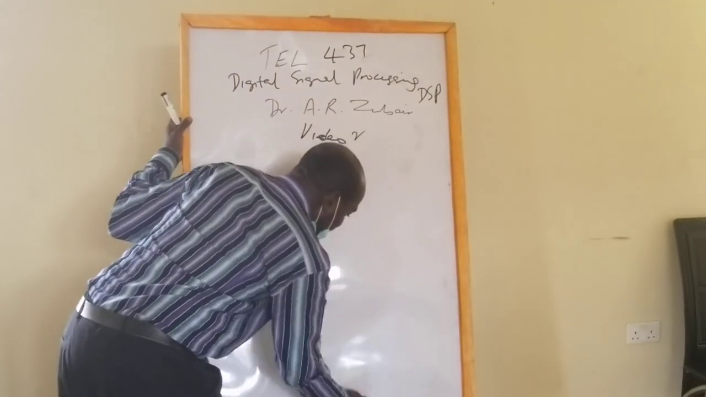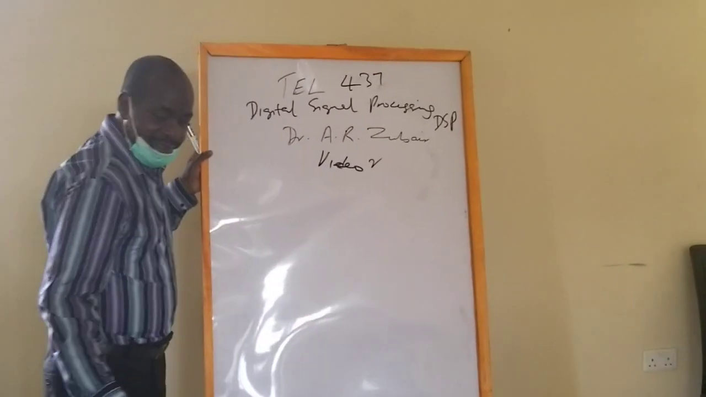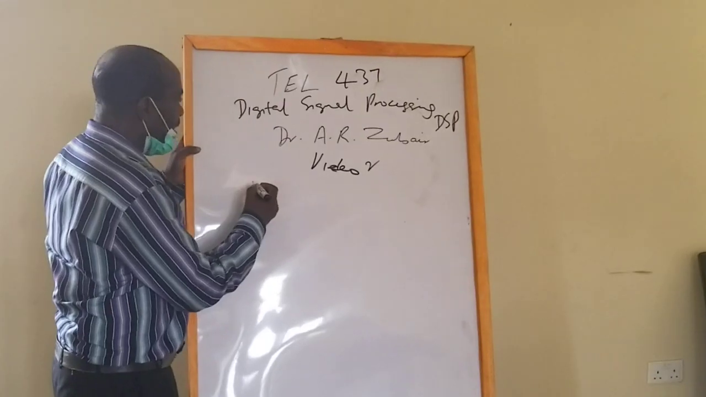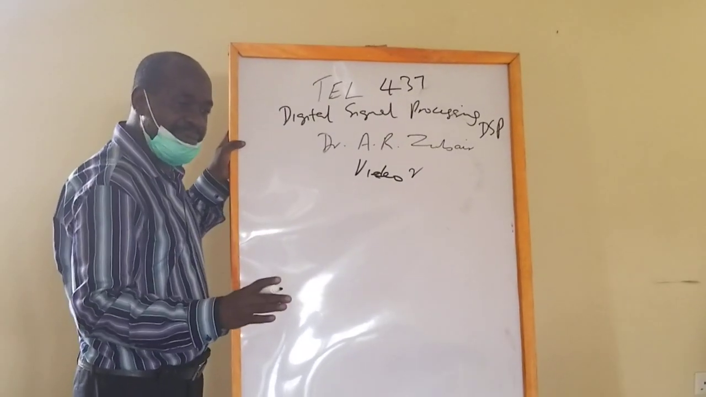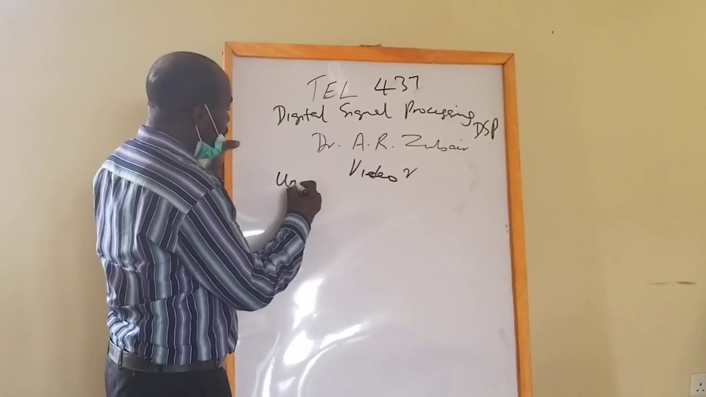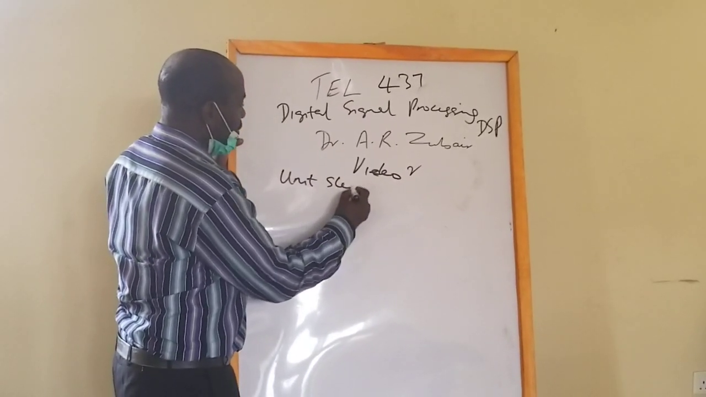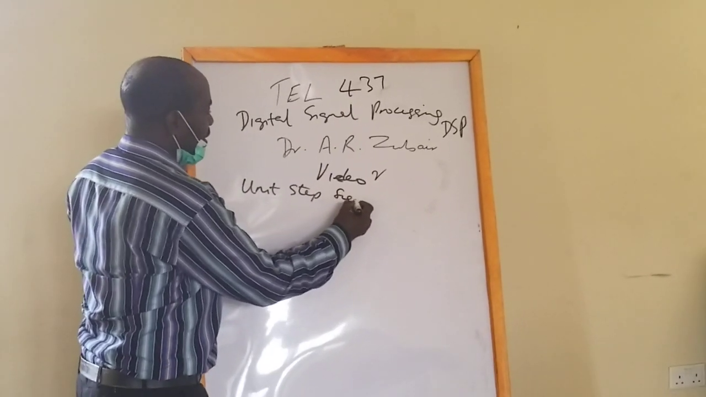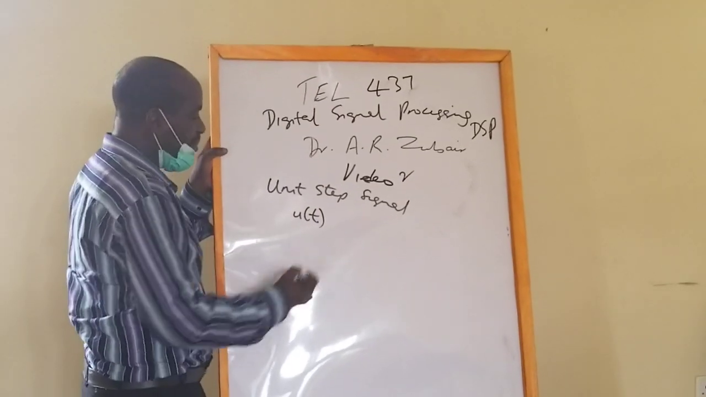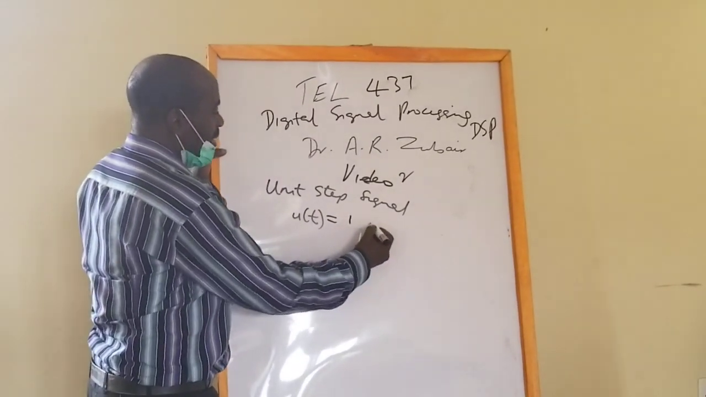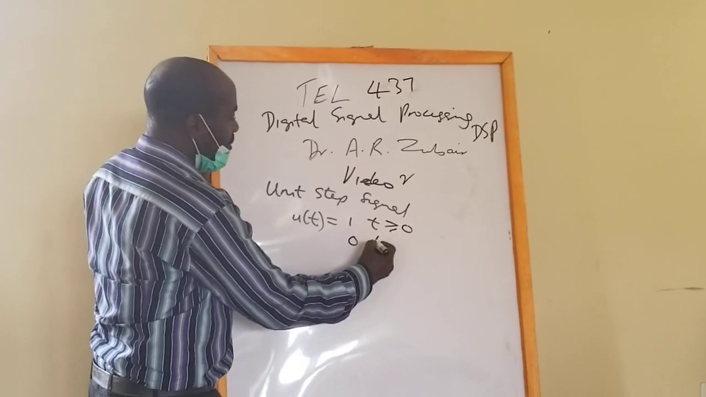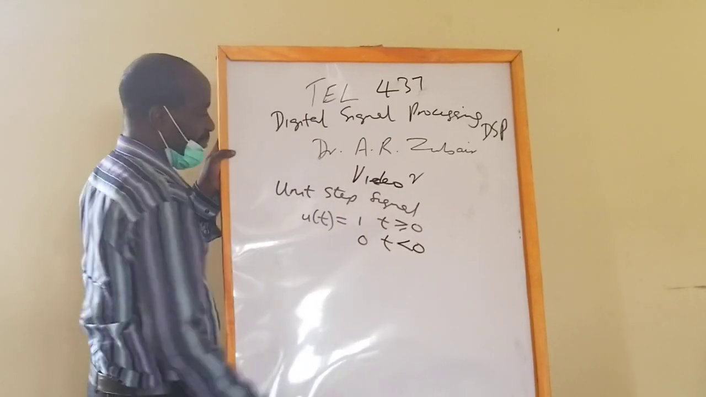In some of the materials I've sent to you earlier, I've introduced some types of signals. Let's deal with continuous time signal first, then we'll go to discrete time signal. When we talk of unit step signal, we represent it with u of t. And mathematically we say u of t equals 1 when t is greater than or equal to 0. It is 0 when t is less than 0.